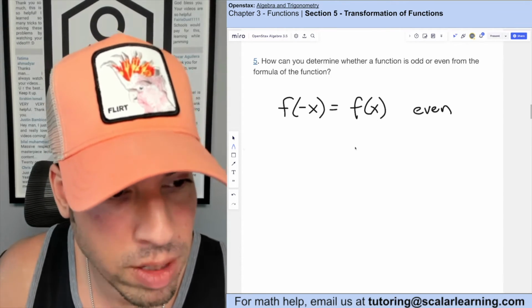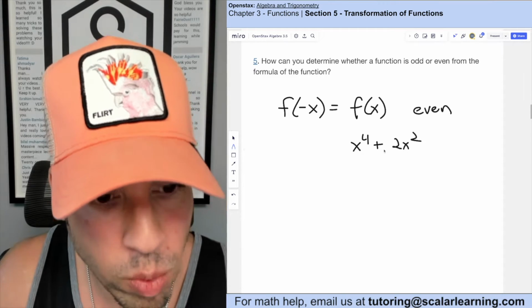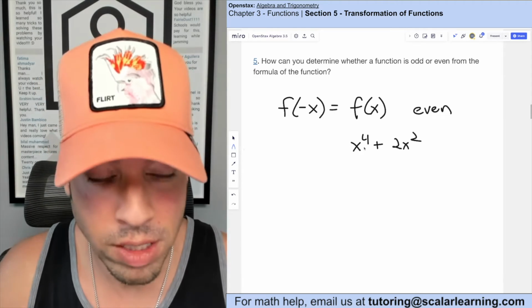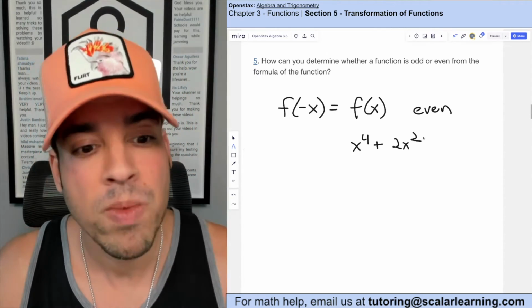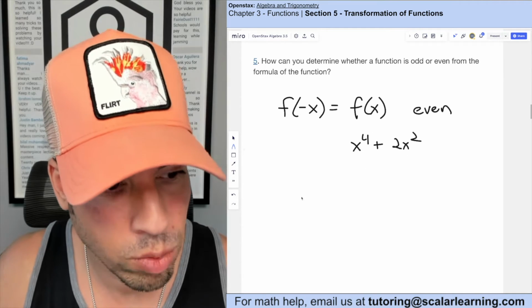A great example of this would be x to the 4th plus 2x squared. If I plugged in a negative x here, it'd be negative x to the 4th, which is just positive x to the 4th. The negatives are going to cancel out. Same with the x squared. So this would be an even function, boom, done, and it would pass that test.